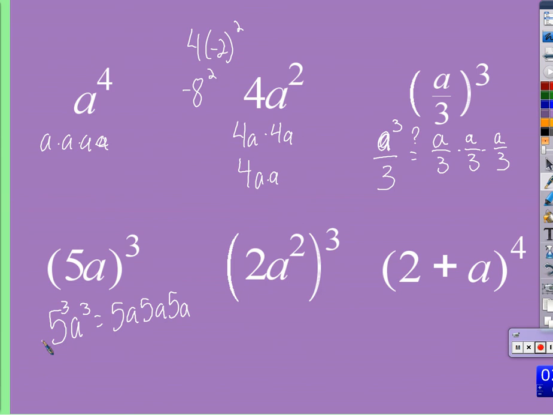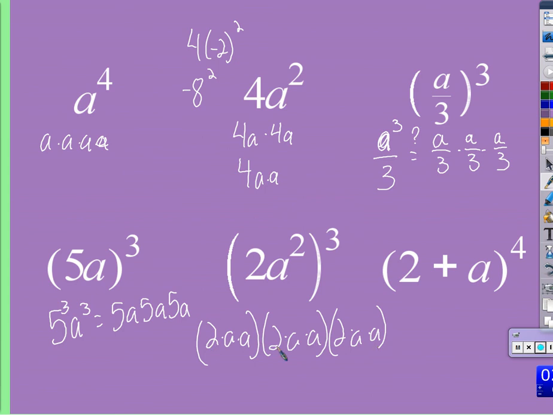Okay, talk about this guy. Raising something to the third, we already said, means multiply by itself 3 times. What is the thing we're supposed to multiply by itself 3 times? 2 times a times a. So 2 times a times a, times 2 times a times a, times 2 times a times a. And these parentheses really don't add anything because it's just multiplication, right? I could do the 2 times the 2, this a times that a, in any order I want. So the parentheses don't really matter here.